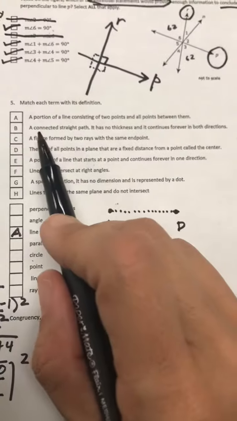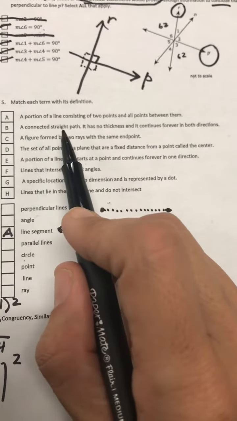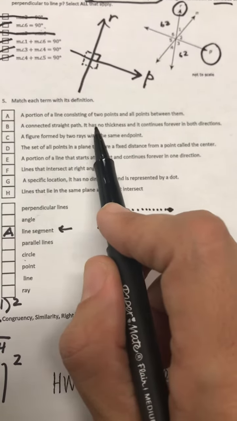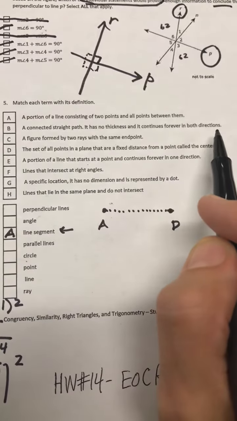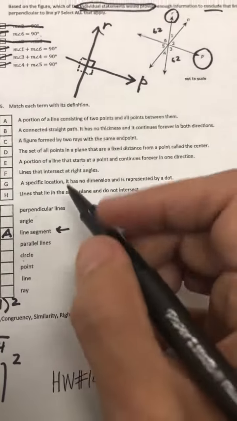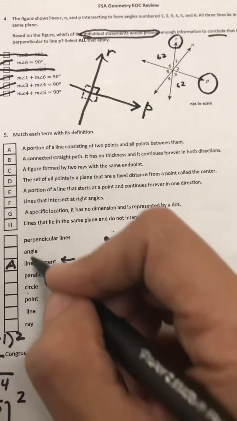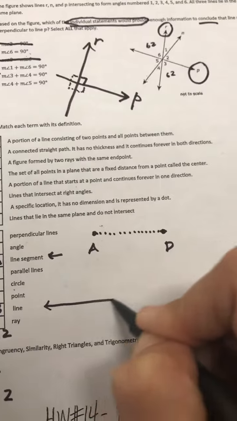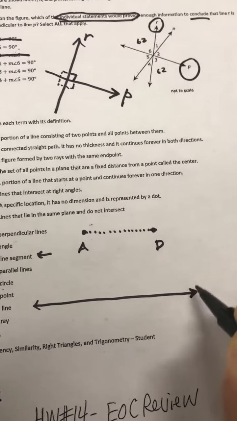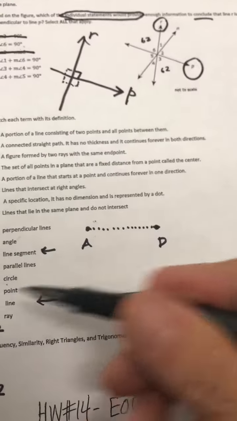Let's talk about the next one. A connected straight path that has no thickness and continues forever in both directions. That sounds like a line. There we go. A connected straight path that continues forever both to the left and to the right.